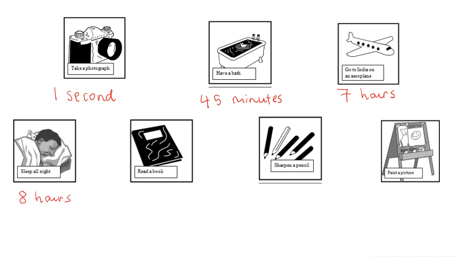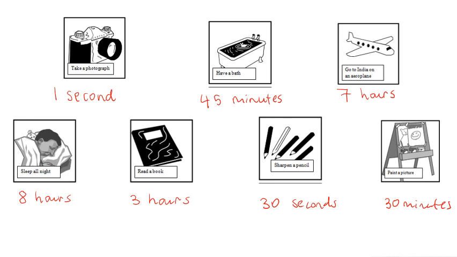Read a book. Depending on how long the book is, that might also be hours, so it might take you maybe 3 hours. Sharpen a pencil, that's going to be seconds, it might take you about 30 seconds. And paint a picture, that's going to be minutes, so it might take you about 30 minutes to paint the picture. So now that we've worked out the units of time, it's easy to order them from the shortest to the longest duration.